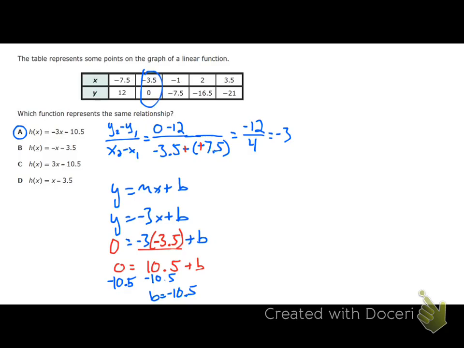So we have our slope is negative 3. Our y-intercept is negative 10.5. That would be why A is going to be your answer.